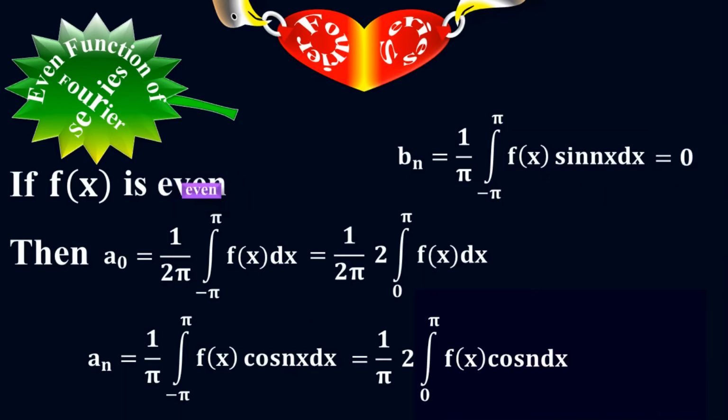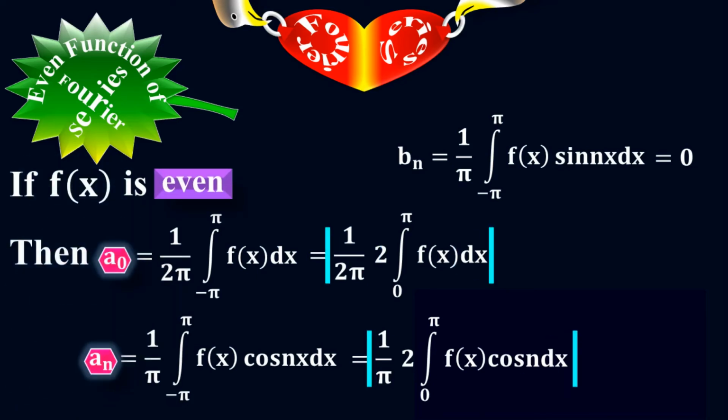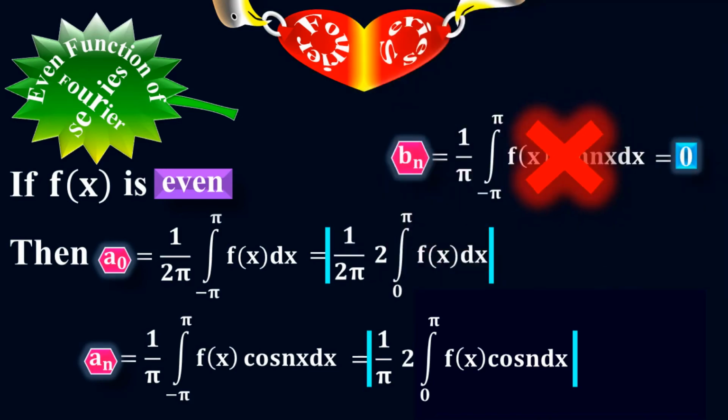If the function is even, you have the value for a sub naught and the value for a sub n. But the value for b sub n equals 0. So I don't need b sub n. For the even function of Fourier series, I have only a sub naught and a sub n. My b sub n is going to be 0. I don't have b sub n if the function is an even function in Fourier series.